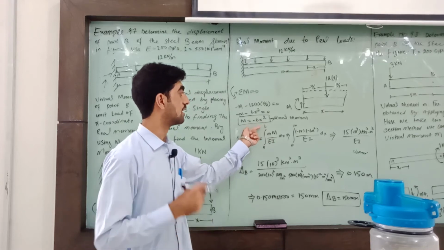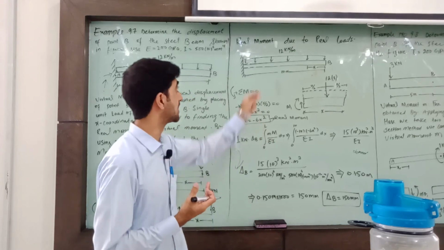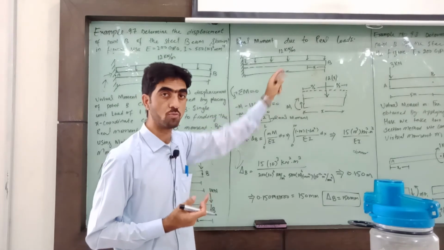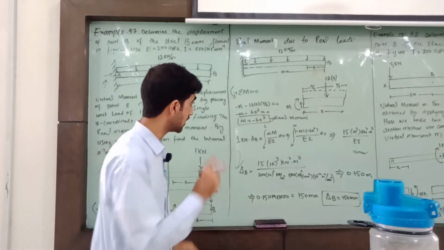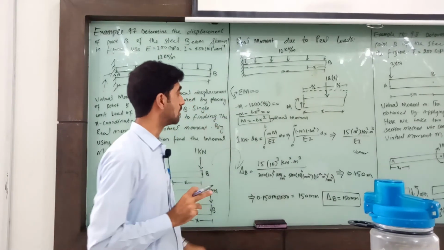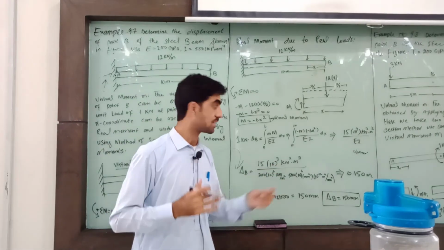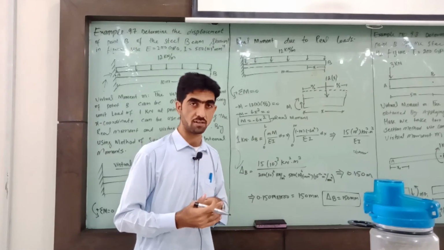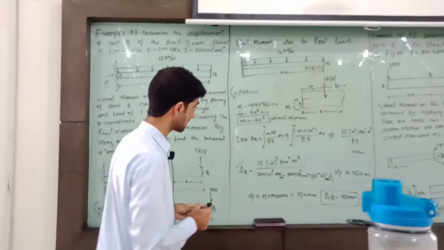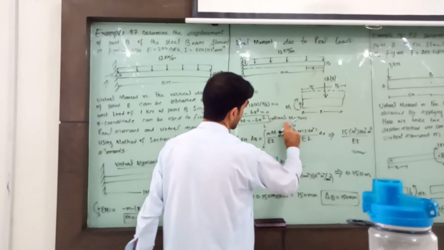This is the capital M, the real moment. That is denoted by the real moment. Okay, so we compute two moments: one is the real moment, another one is the virtual moment. So next, this is the real moment.